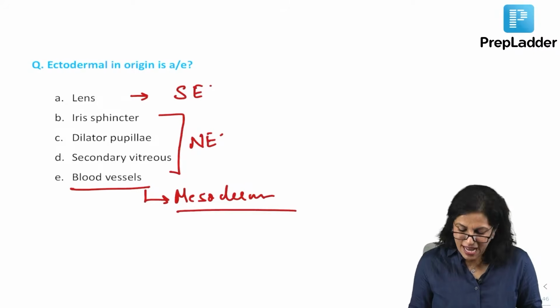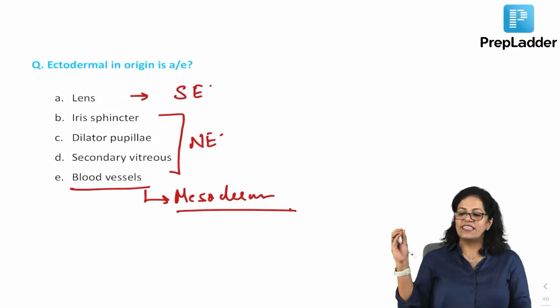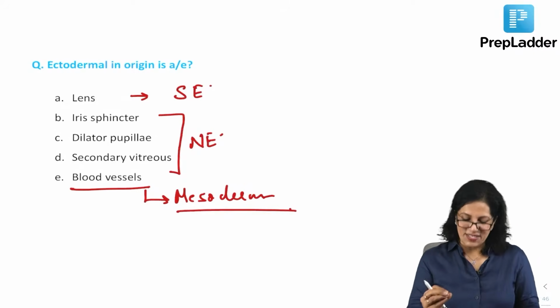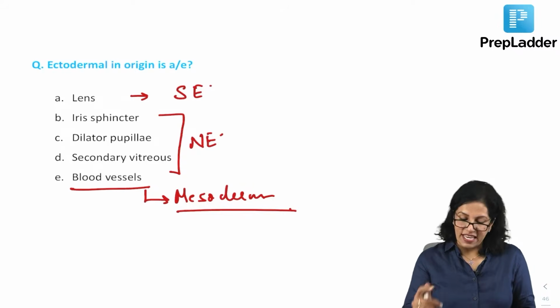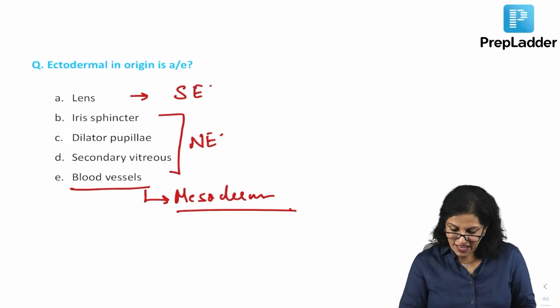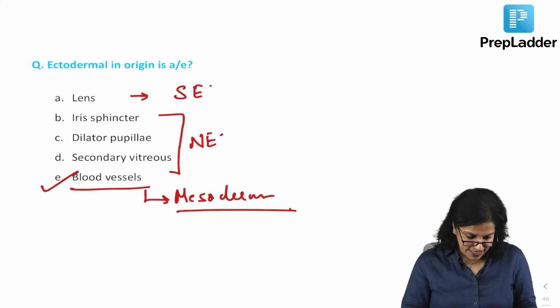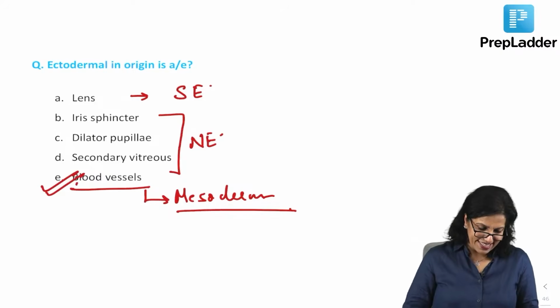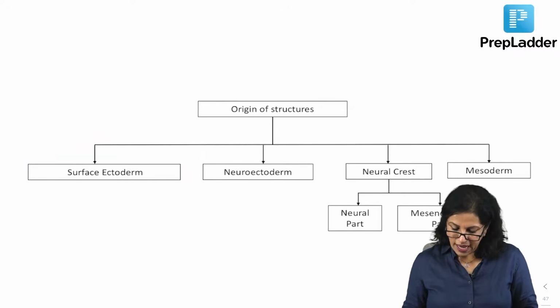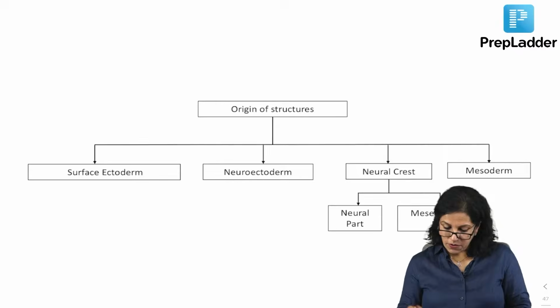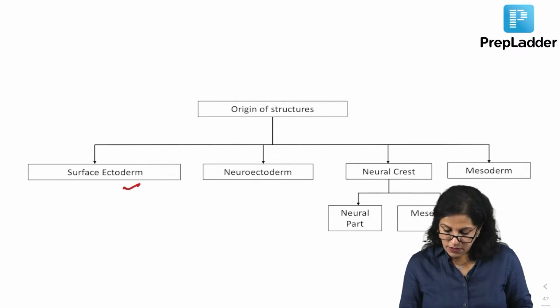I know you all were answering so easily, all those PYQs I have just given as such. You have listened to it and you have answered. Now, you have to think afresh in between, okay. So, here what will be the answer? It is blood vessels. Yes, Sejal, it is E, isn't it? So, we have to know about the different origins, whether it is surface ectoderm, neural crest or mesoderm.